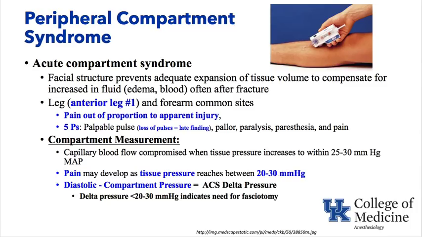Acidosis can occur, swelling can occur, pain may develop as the tissue pressure reaches between 20 to 30 millimeters of mercury, and the difference between the diastolic blood pressure minus the compartment pressure is called the ACS delta pressure. And orthopedic surgeons will often use that delta pressure as an indication for need for fasciotomy. So high compartment pressure, need for fasciotomy.